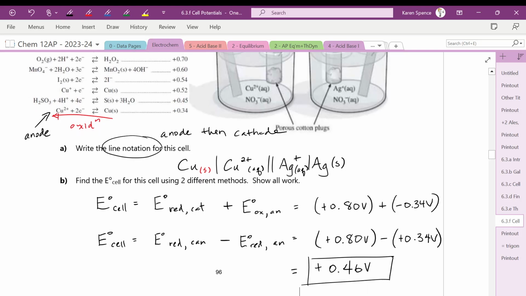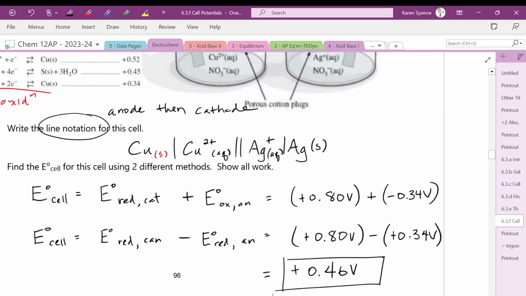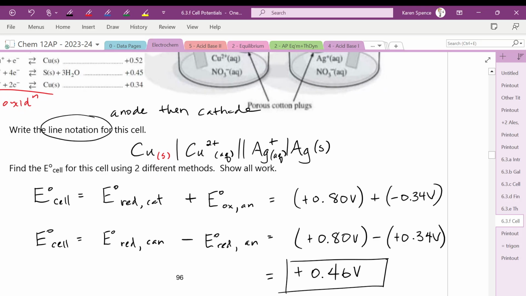Did you guys get what I got? They both exist, okay? So you can either take the reduction potential at the cathode and add the oxidation potential at the anode, or you can take the reduction potential minus the reduction potential. Okay, so cathode minus anode, whoops, that shouldn't say can, it should say cat. There we go. Alrighty, good stuff.